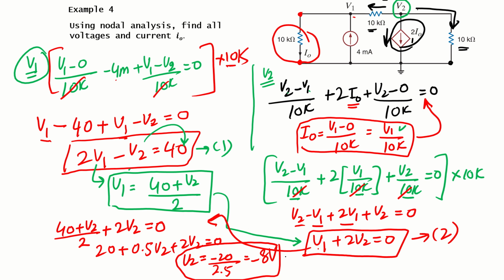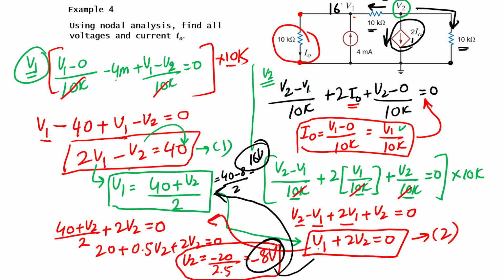Let's use this value to get the value of V1. We can put that back in this equation. 40 plus V2, what is V2? Minus 8. So 40 minus 8 divided by 2. What is 40 minus 8? 32. 32 divided by 2 is 16 volt. So we have found both node voltages. V1 comes out to be 16 volt and V2 comes out to be minus 8 volt.